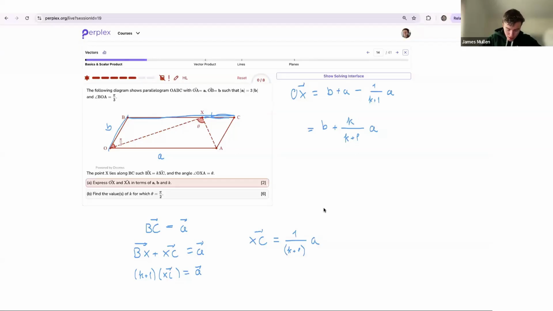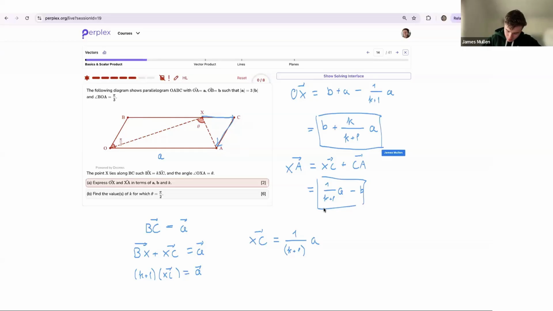Now I'm looking for XA, and to go from XC, I would do XC plus CA, which is 1 over K plus 1 A minus B, that is, minus B, my bad. So that is just going to be my answer. I do that, by the way, just visually speaking, going from here to here, and then from here to here. So I have my two expressions now. Those are my answers, okay?